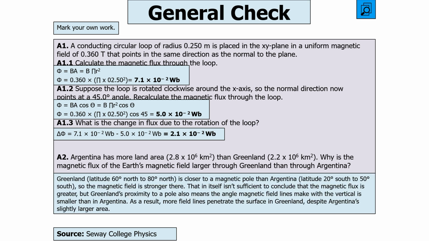Well, you find the difference in the two values, which is 2.1 times 10 to the minus 2 Webers. Now for the second question, Greenland is a lot closer to the magnetic pole than Argentina, so therefore the magnetic field is going to be stronger there. That in itself isn't sufficient to conclude that the magnetic flux is greater, but Greenland's proximity to the pole also means that the angle the magnetic field lines make with the vertical is going to be smaller than that of Argentina's, and remember, the flux is equal to BA cos theta. So as a result, more field lines will penetrate the surface in Greenland, despite Argentina having a slightly larger area.